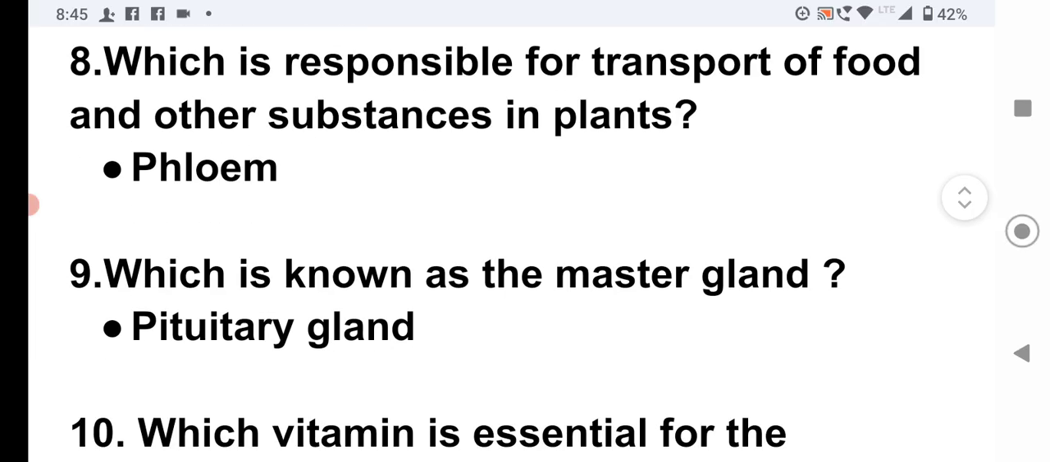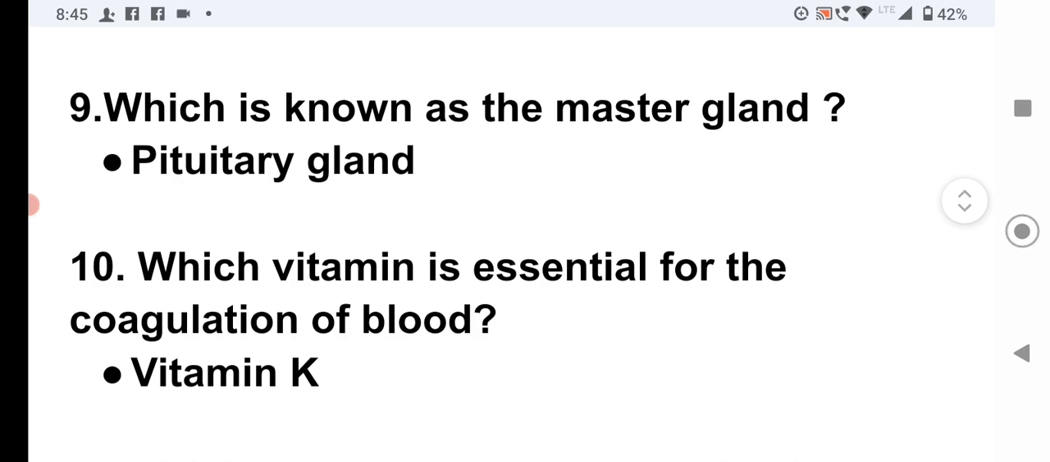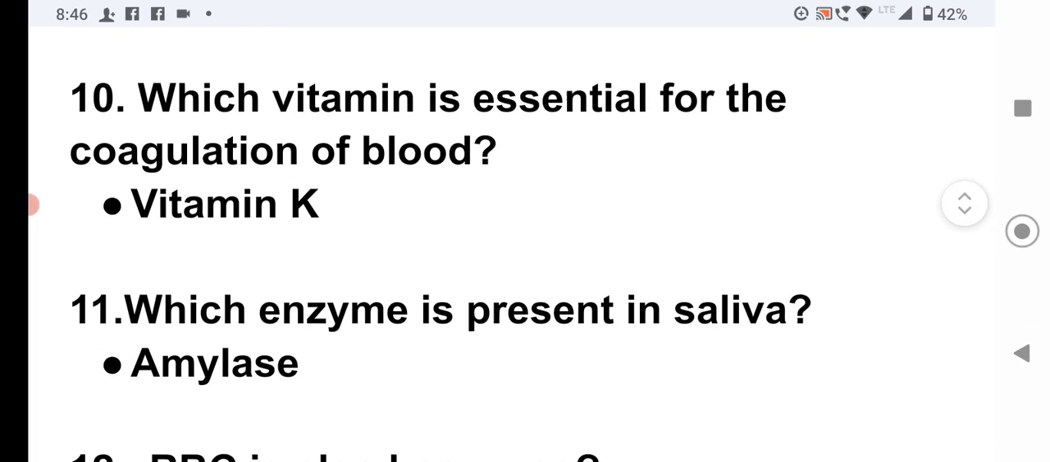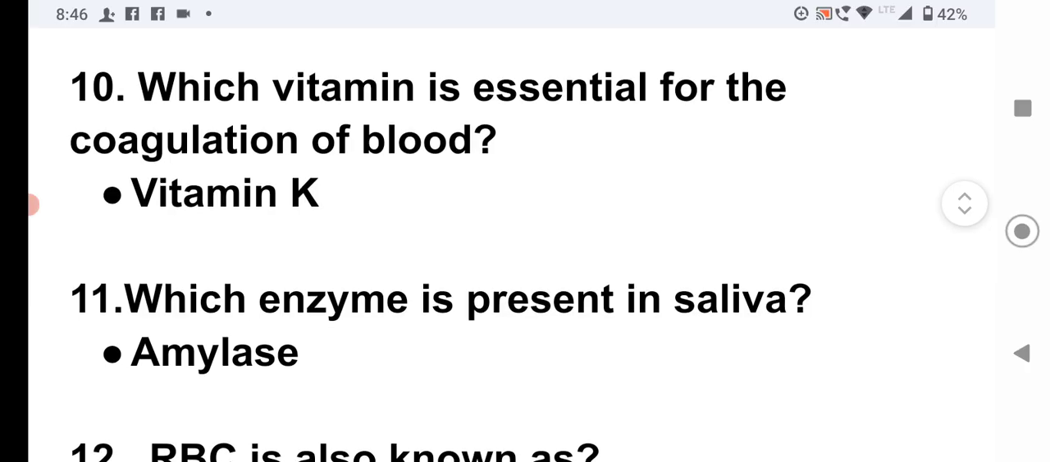Question number 9: which is known as the master gland? Pituitary gland is known as the master gland. Question number 10: which vitamin is essential for the coagulation of blood? Vitamin K is essential for the coagulation of blood. Question number 11: which enzyme is present in saliva? Amylase is present in saliva.